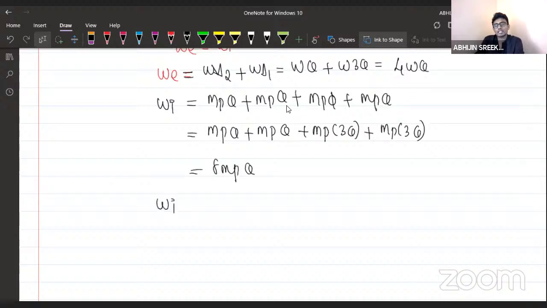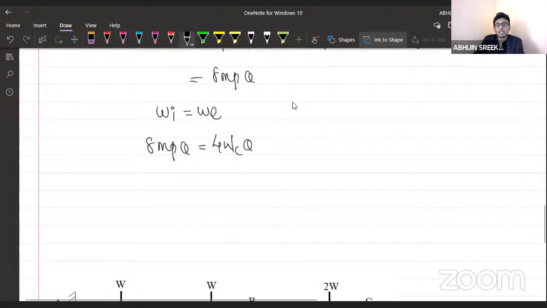If we equate internal work done with external work done, I can write it like 8 MP theta will be equal to 4 WC theta. WC represents the collapse load. From this, collapse load will be equal to 2 MP.